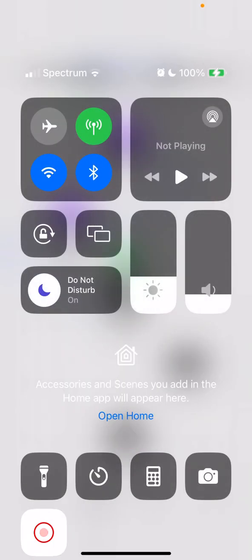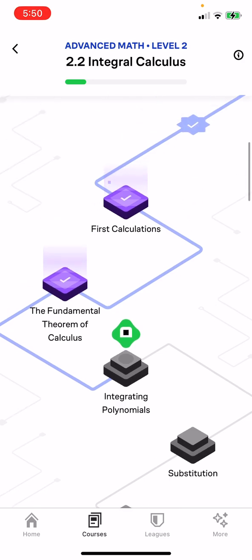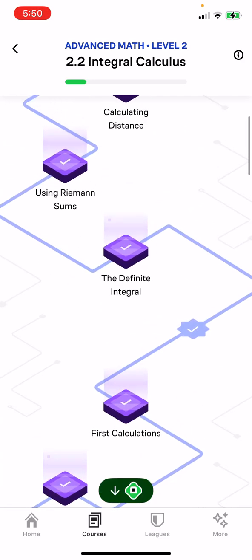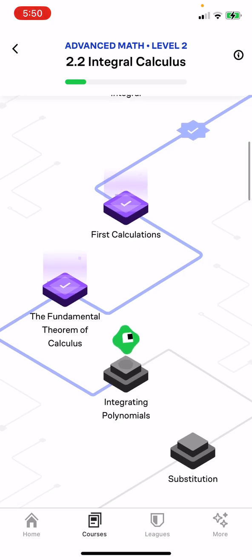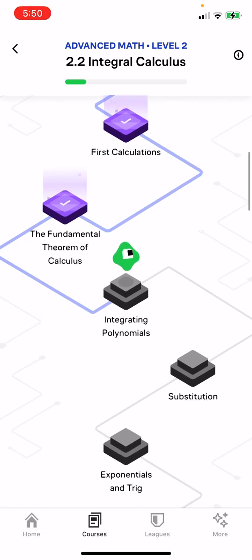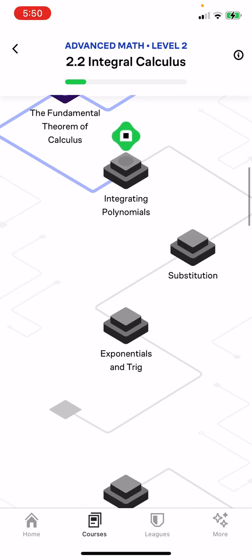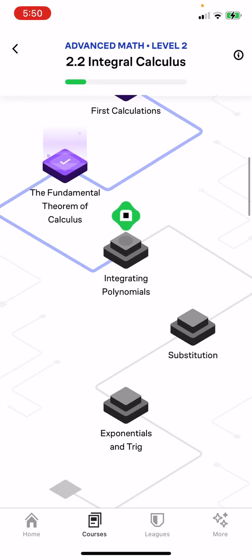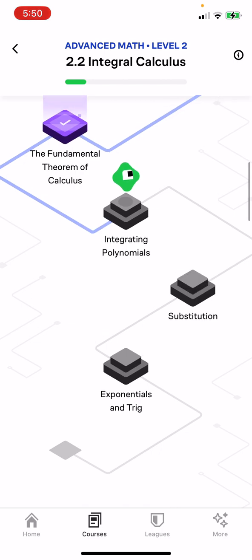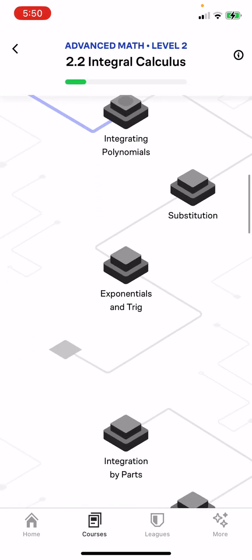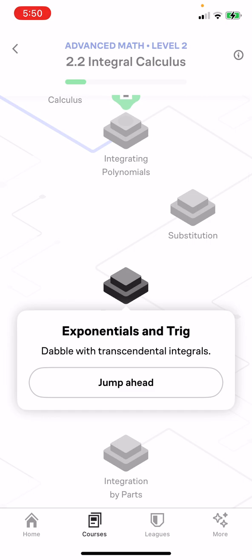Hello. Today I'm going to be continuing my calculus, which I haven't done for math marathon in last week because of something else going on. So I'll do one today. I'm not sure how long it'll be, but I'm going to be doing these ones: integrating, polynomials, substitution, and then exponentials and trig.